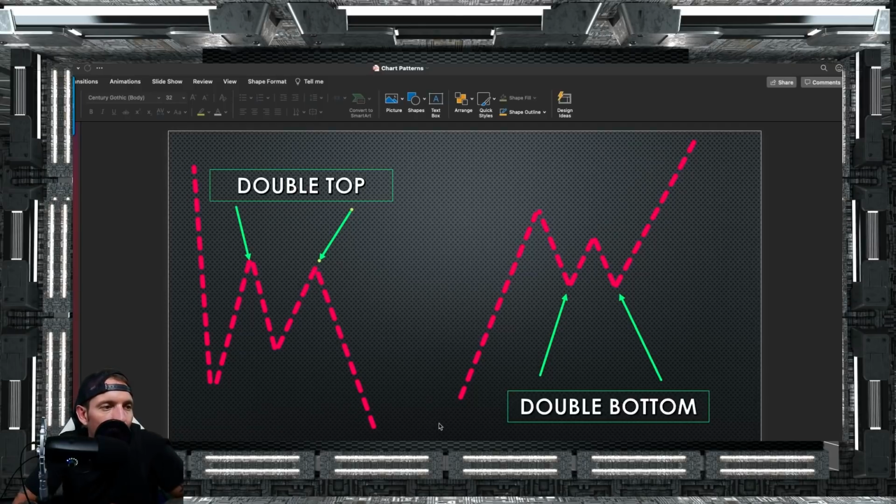Now, if you flip that around, price is coming up, hits a high, comes down, finds support, pushes up, gets rejected, comes back down, finds support, pushes up, and breaks out. The pattern that we're actually looking for here is the W and the M pattern. So double tops, double bottoms.